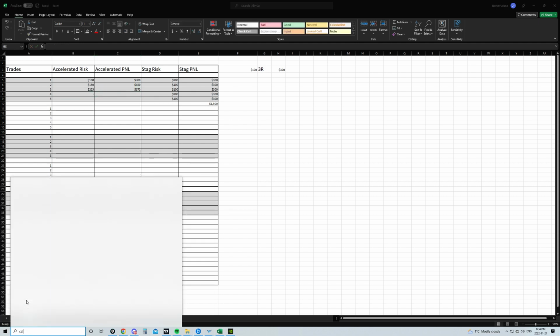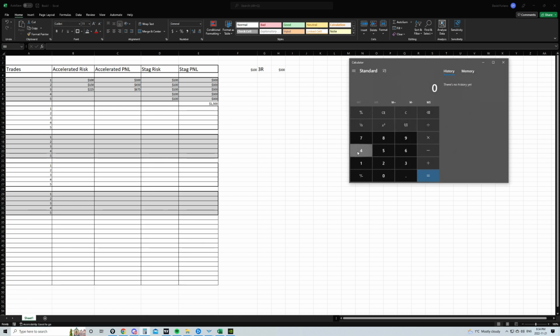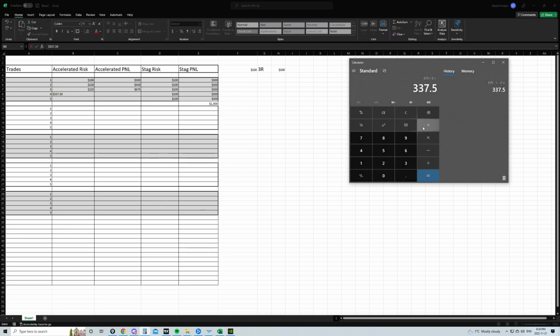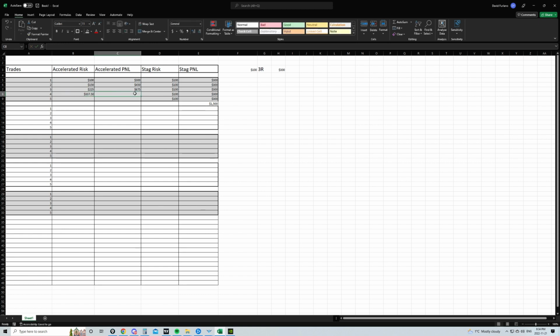Now I would take half of 675. Let's do this proper and get a calculator out here. So 675 divided by 2, we got 337.50. We get the calculator back out, times 3 because we're looking to make 3R on the trade. 1,012.50. Take half of 1,012.50: 506.25.